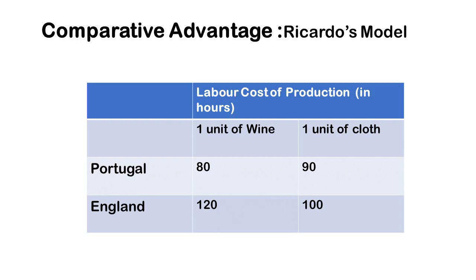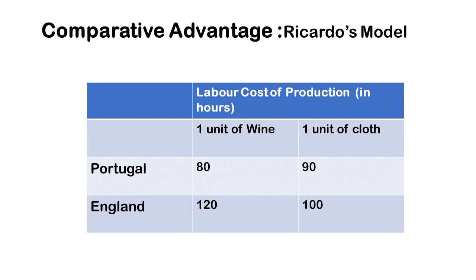Under the autarky situation, for producing and consuming 1 unit of wine and 1 unit of cloth, Portugal requires 80 units of labor plus 90 units. In total, Portugal requires 170 units of labor. However, if Portugal specializes in the production of wine alone, by using only 160 units of labor, Portugal can produce 2 units of wine.